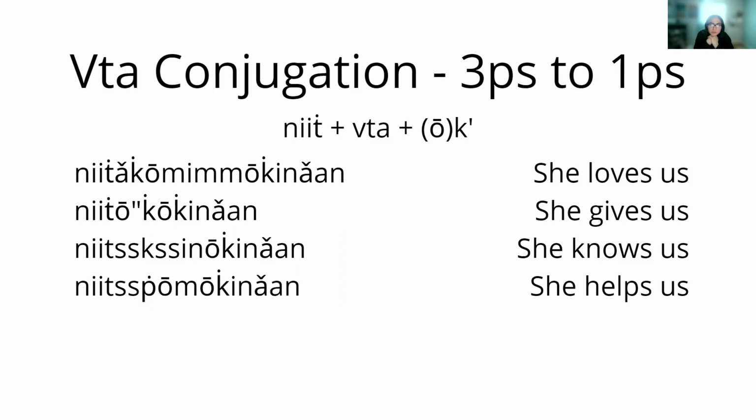Even though this O is here, generally in pronunciation, it's pronounced as if it wasn't there. So you're not saying nitokokina, which just kind of sounds wordy. It's like you're jumping from this T to this guttural, just to say nitokokina. She knows us, nitsksinokina. She helps us, nitspomokina.